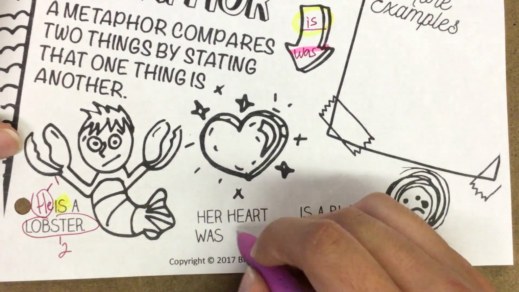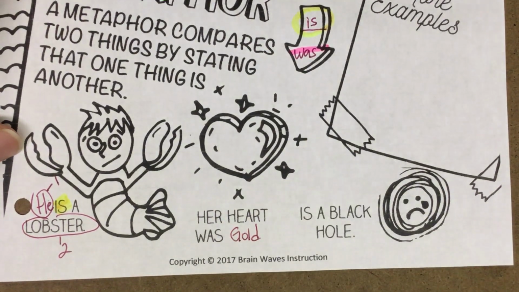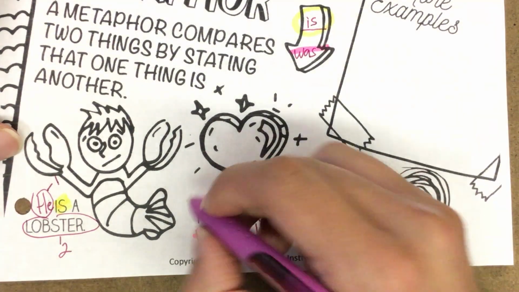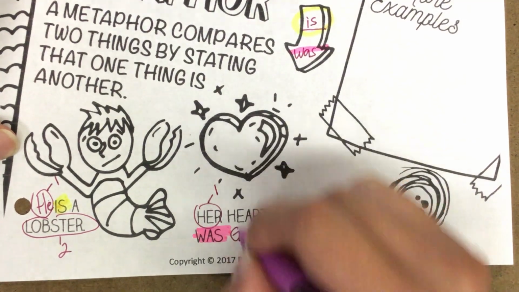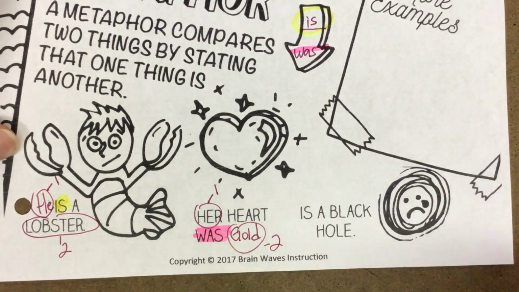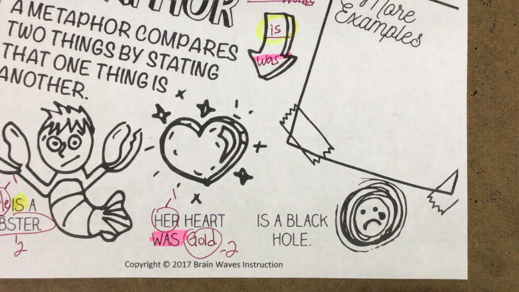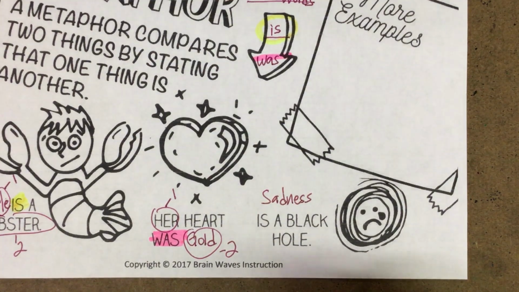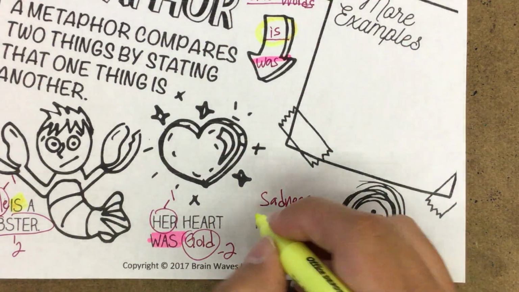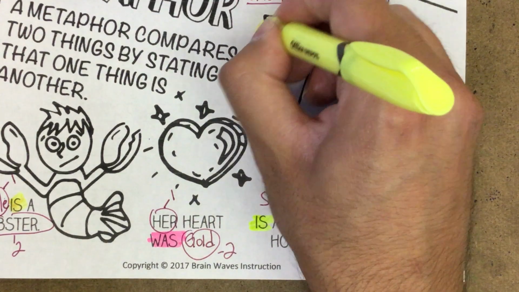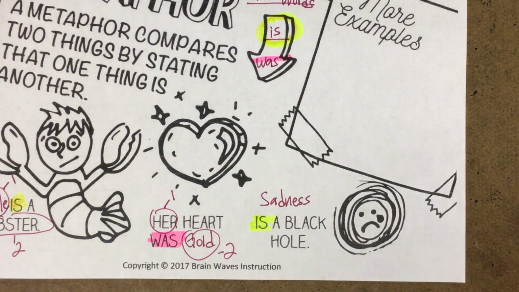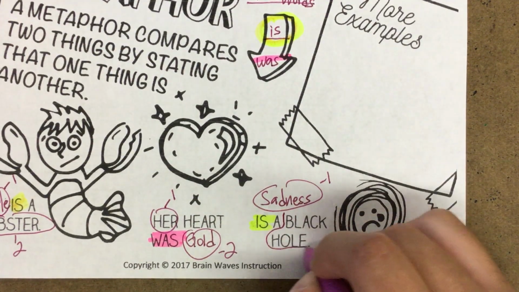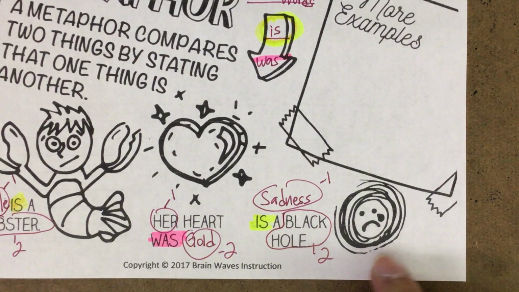Her heart was gold. We have our clue word was. They're comparing the girl, her, to gold. Sadness is a black hole. Make sure that what I do, you do. Sadness is a black hole. And your clue word is is. And they're comparing sadness to a black hole. And that's your illustration.